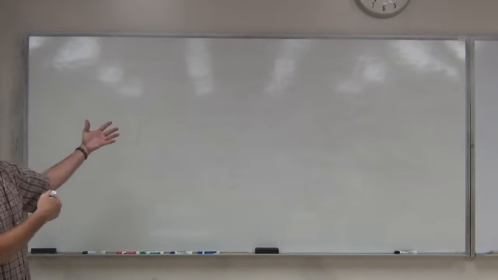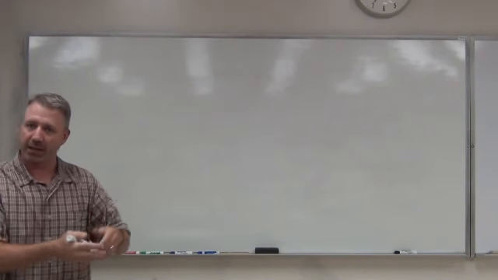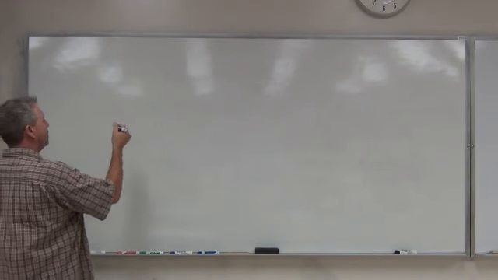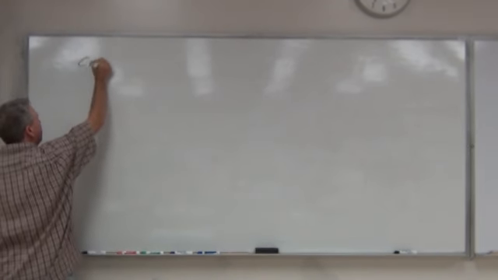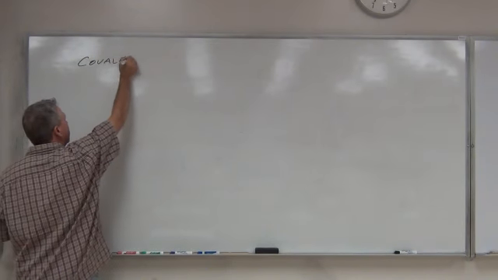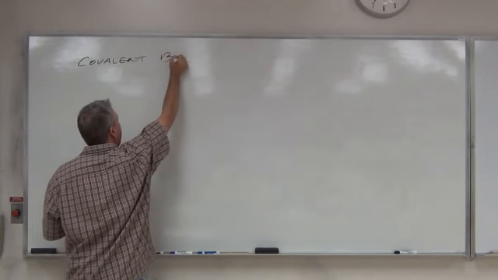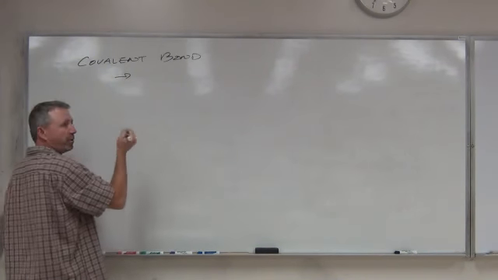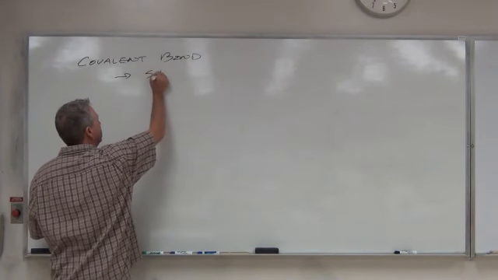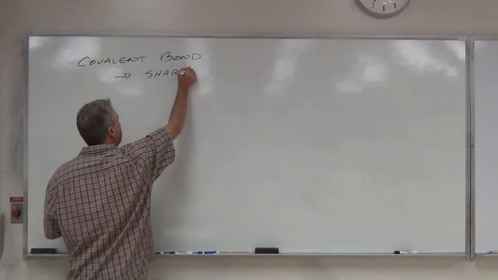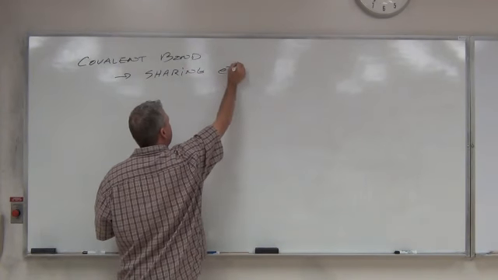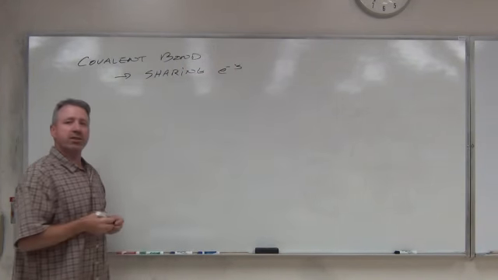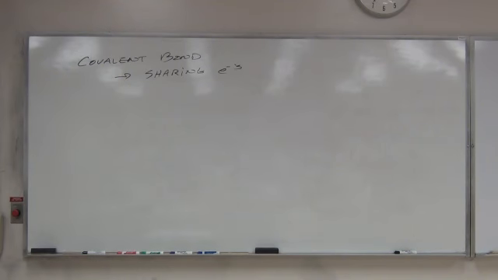Okay, we began the lecture with an ionic bond and ionic compounds. So now we're going to move to the covalent bond. Okay, this is a bond formed by sharing electrons. You're going to share electrons in the covalent bond.